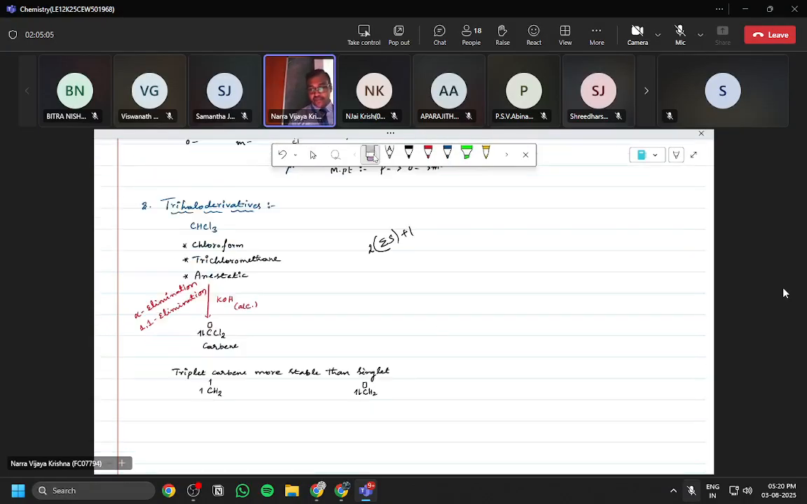Similarly, if I write CHBr3, what do we call it? Bromoform. CHI3, iodoform. Iodoform color, yellow.